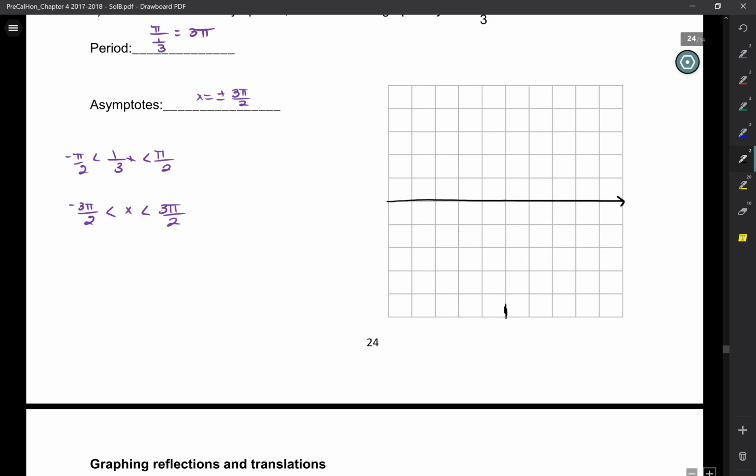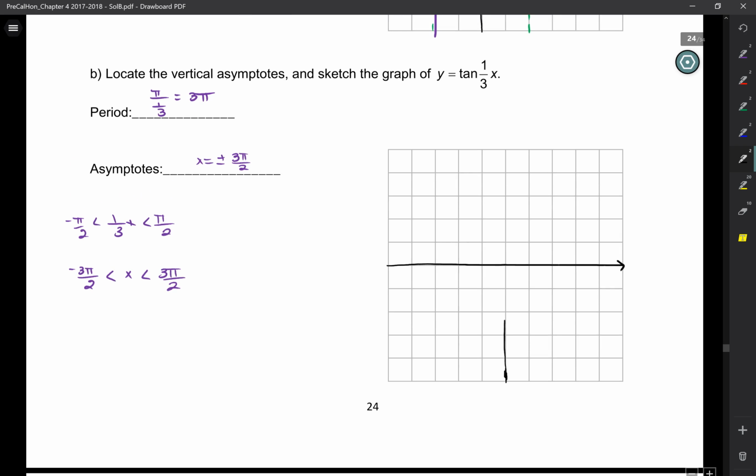Now, because it's symmetric, negative 3 pi over 2 to 3 pi over 2, I know it's going to be centered evenly around the origin. So I have negative 3 pi over 2, 3 pi over 2. The midpoint is 0, and then we have negative and positive 3 pi over 4 on either side. Now, I put my asymptotes here.